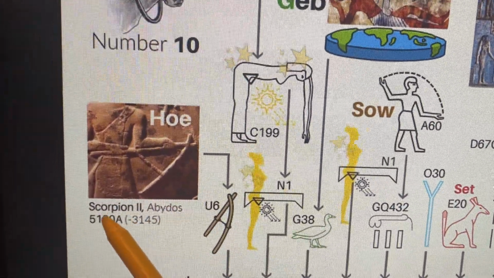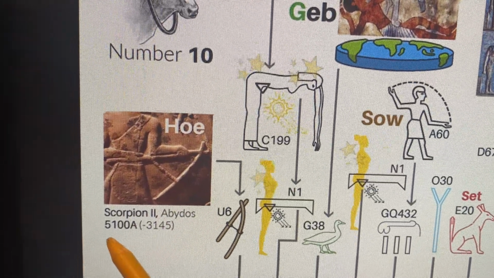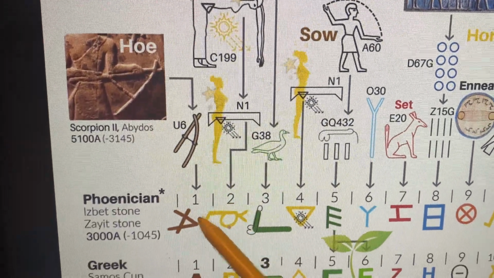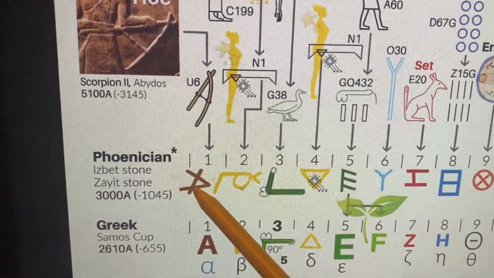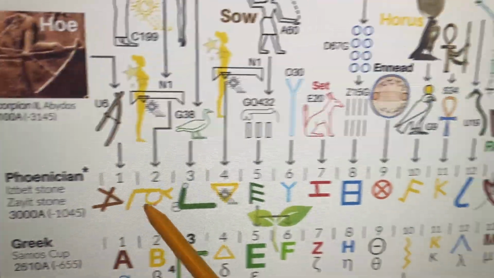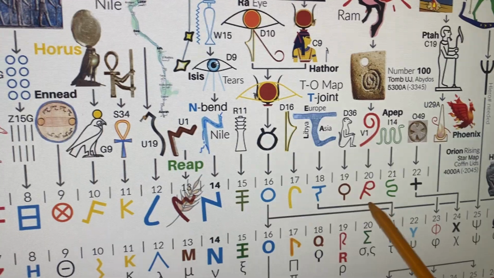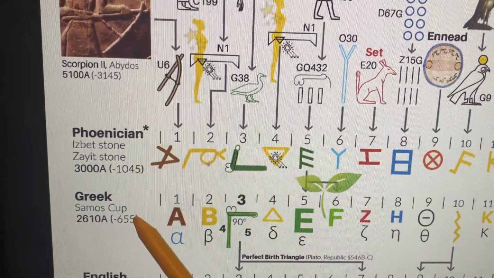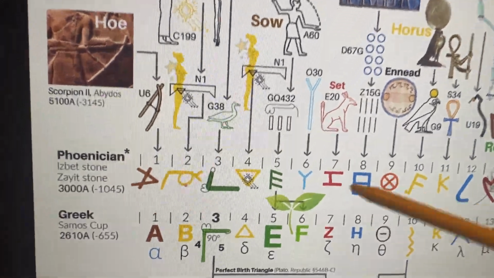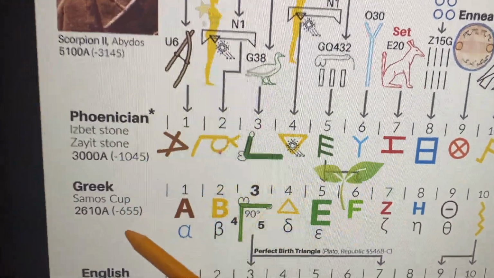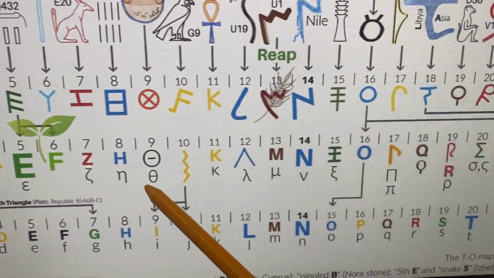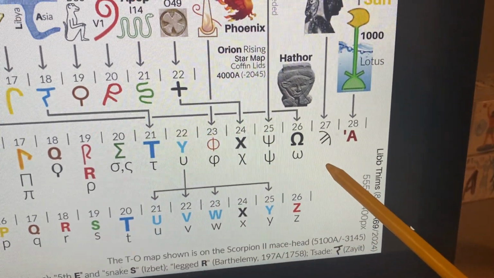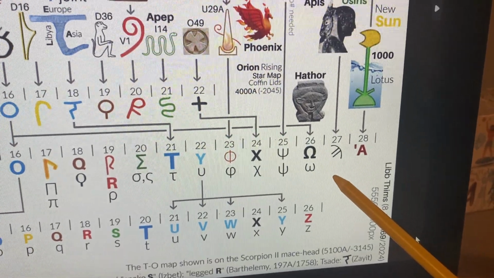Now we come to letter A, which is shown on the Scorpion 2 Mace Head, Abydos, 5100 B.C. It's the U6 utility hoe, and it is the origin of letter A. It's the Phoenician A. These are from the Izbet Sartah stone and Zayit stone, the only two Phoenician abecedaria that are known. So I mixed the two together to make a cogent series, which I'll talk about. And then here we see the Greek A from the Samos cup, which is the oldest 27-letter Greek abecedaria, which means alphabet letters in order.